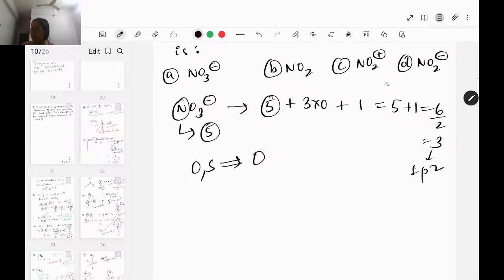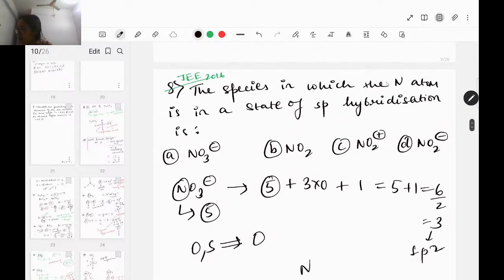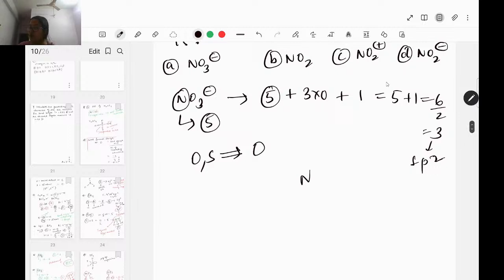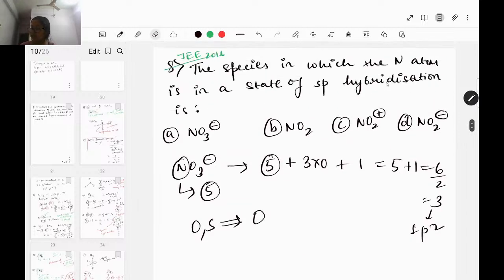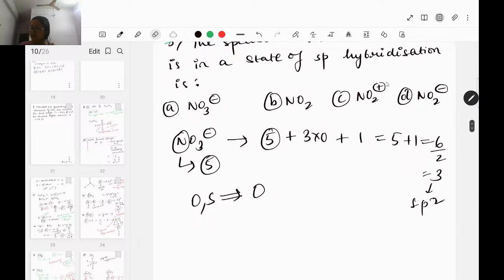Sp2, right? So how does sp2 hybridization look like? What was the question in the beginning? Okay, so there is a species in which the N atom is in a state of sp hybridization. So we don't need to draw the geometry. So it is sp2 hybridization, right? Okay. So we have already obtained the central atom's hybridization over here, which is sp2.